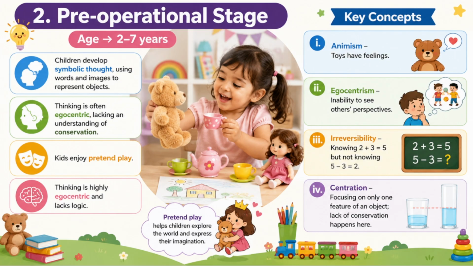The key concepts we have to remember in this stage are animism, that means the child thinks that toys have feelings and starts even talking with them. Egocentrism, the inability to see others' perspective. The child thinks whatever he is doing is right. Irreversibility. Knowing that 2 plus 3 is equal to 5, but not knowing that 5 minus 3 is equal to 2. Centration, focusing on only one feature of an object. So, lack of conservation happens here.